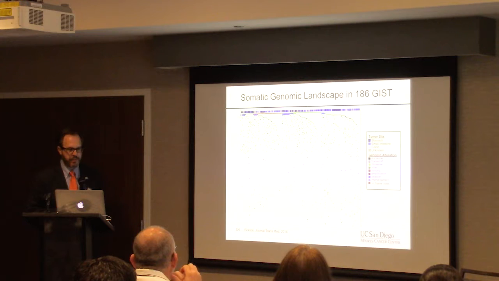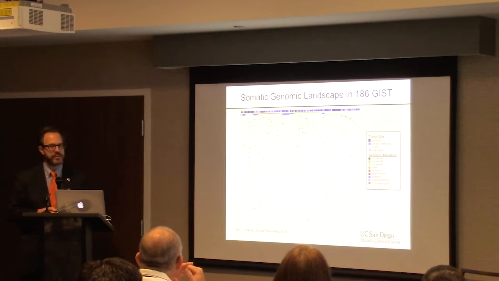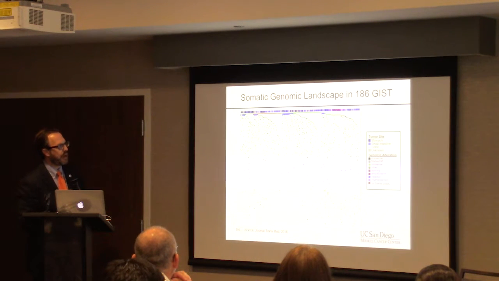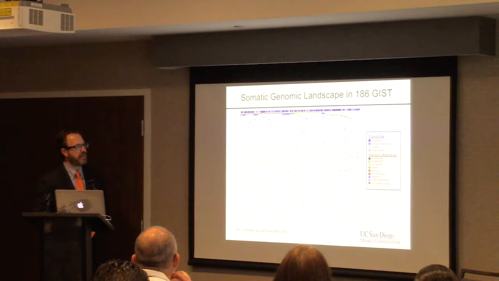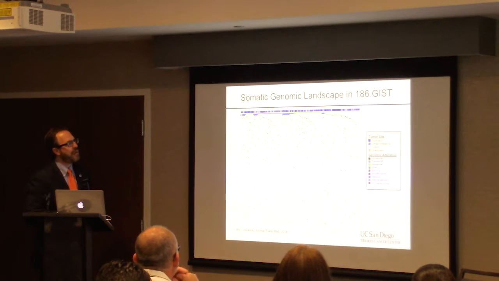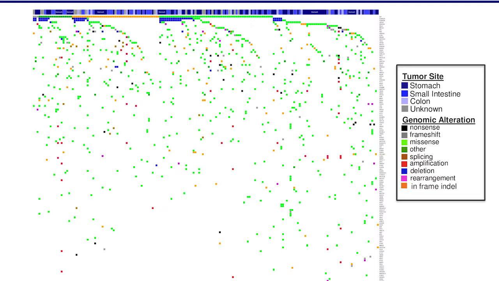This is from a paper we published a couple of years ago. This was working with the Foundation Medicine sequencing panel at the time. This is early on in their experience. This is 186 patients. I know now they've got well over 1,000 patients in their database. The way this works is that each column is a patient and each row is a gene. So this top one, not surprisingly, is KIT. The next one is PDGFRA.